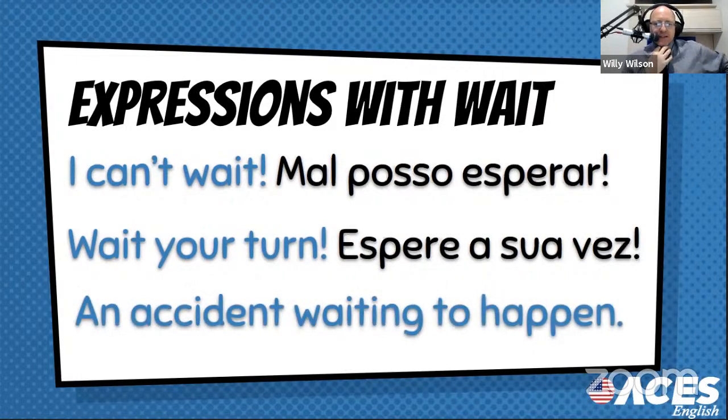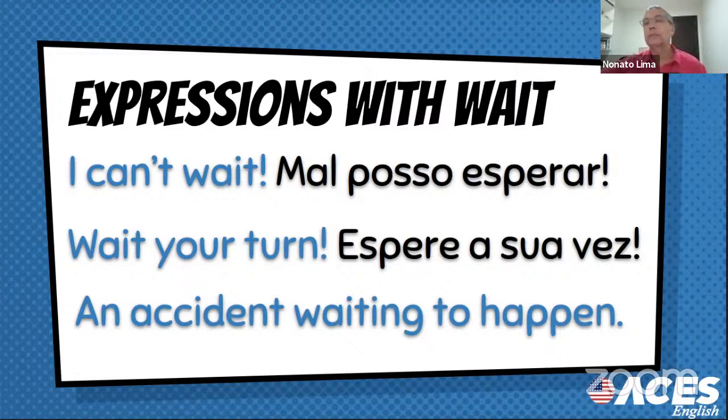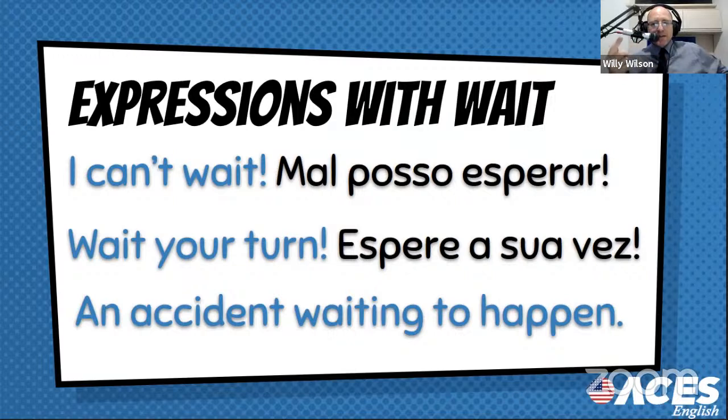E eu quero saber o que vocês acham dessa expressão. O que significa an accident waiting to happen? An accident waiting to happen. Anybody? Anybody want to guess? Alguém quer chutar? Acidente pode acontecer? Acidente pode acontecer. Is close. Está iminente de acontecer, claro. Exatamente. Então, alguém está fazendo alguma coisa que provavelmente não vai dar certo.